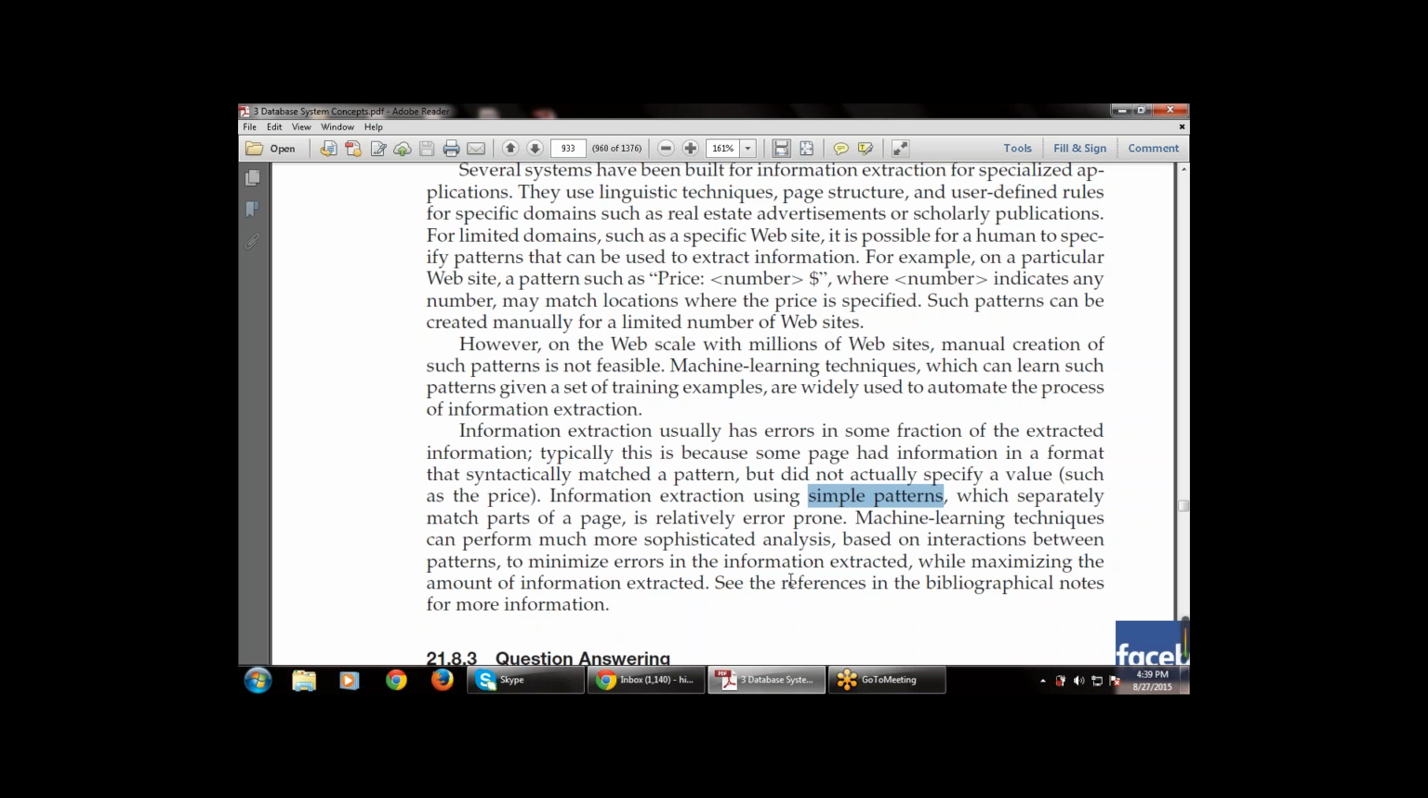The main target is to minimize the error in the extracted information and to maximize the amount of information that is extracted. So: minimize the error and maximize the information.